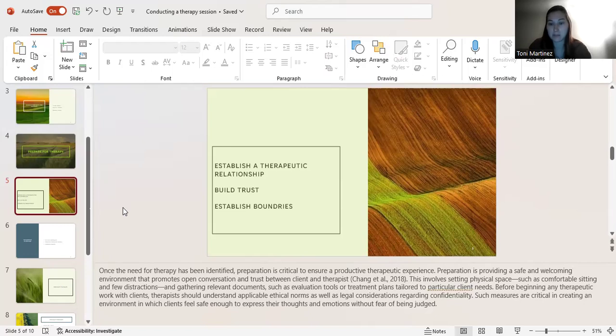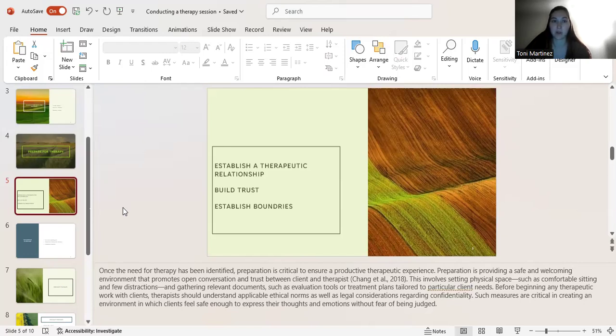This involves setting up the physical space and making it comfortable, with only a few distractions, if none at all, and documents such as any evaluation tools or treatment plans tailored to each particular client's needs, as it is case by case. Before beginning any therapeutic work with clients, therapists should understand applicable ethical norms as well as any legal considerations regarding confidentiality. These measures are critical in creating an environment in which clients feel safe enough to express their thoughts and emotions without the fear of being judged.